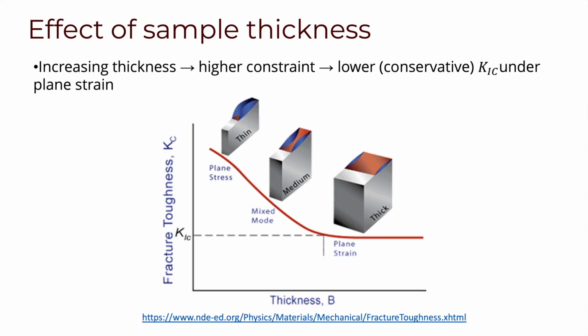The effect of thickness is our good old friend. As sample thickness increases, the stress state at the crack tip becomes more constrained, transitioning from plane stress to plane strain. Under plane strain, plastic deformation is suppressed, leading to a lower and more conservative fracture toughness.